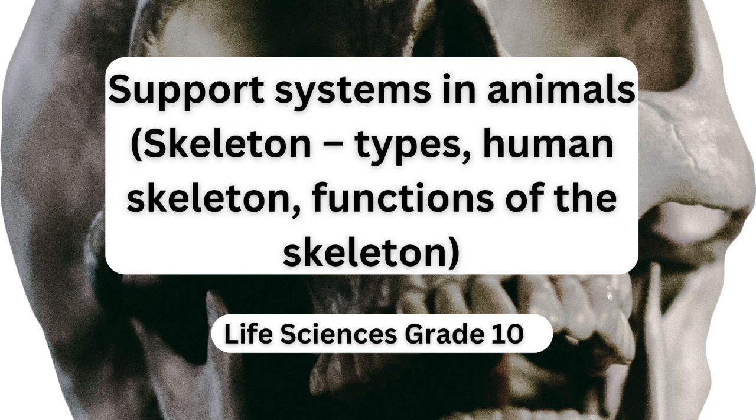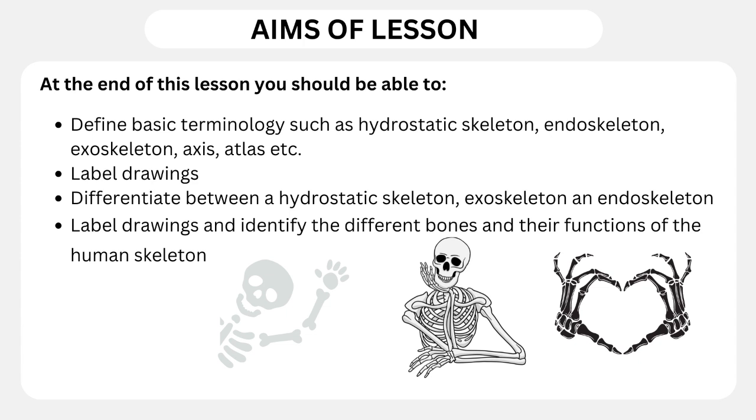Topic: Support systems in animals, skeleton, types, human skeleton, functions of the skeleton. Aims of lesson. At the end of this lesson, you should be able to define basic terminology such as hydrostatic skeleton, endoskeleton, exoskeleton, axis, atlas, etc. Label drawings. Differentiate between a hydrostatic skeleton, exoskeleton, and endoskeleton. Label drawings and identify the different bones and their functions of the human skeleton.